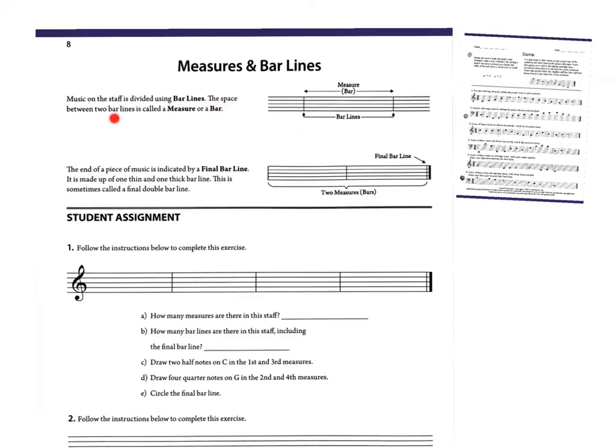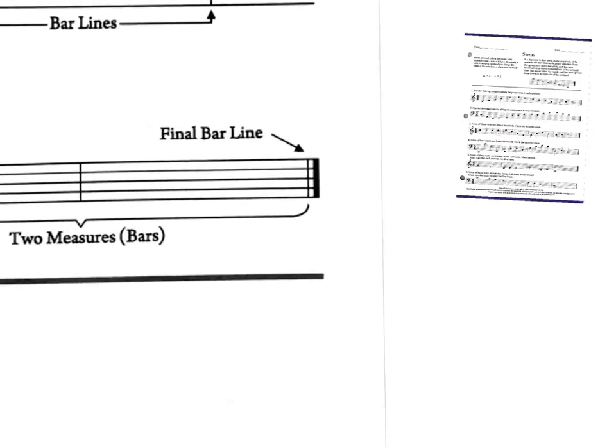The space between 2 bar lines is called a measure or a bar. So here's a bar line, or a measure line, and then here's a measure, the space in between, or you can also call that a bar. The end of a piece of music is indicated by a final bar line. I typically call these a double bar line, and it is a thin line followed by a thick line.